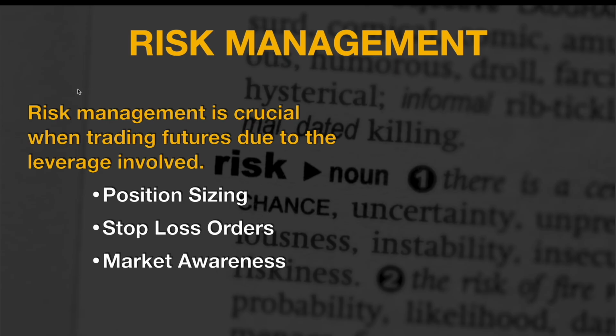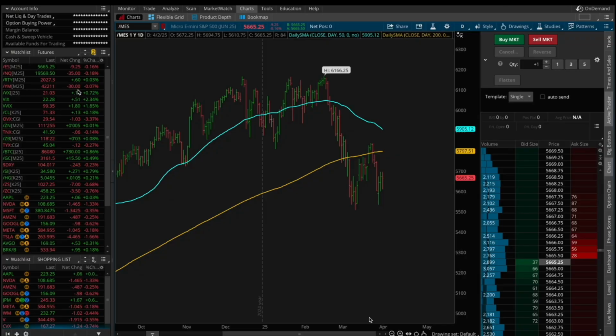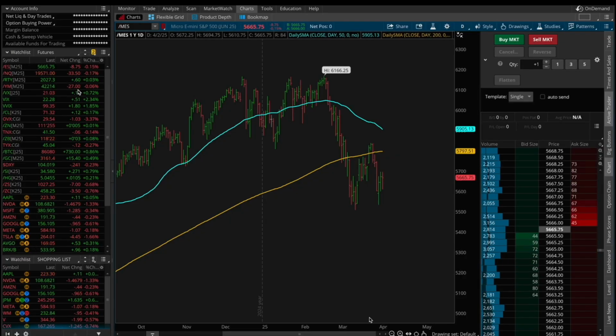For example, if you're trading one MES futures contract, a 10-point stop-loss would represent a risk of $50, and we get that by multiplying 10 times $5. And market awareness. Be aware of upcoming high volatility events like economic reports or Fed announcements, as these can cause significant price swings. So let's actually go through a demonstration here of a trade in MES in my platform.